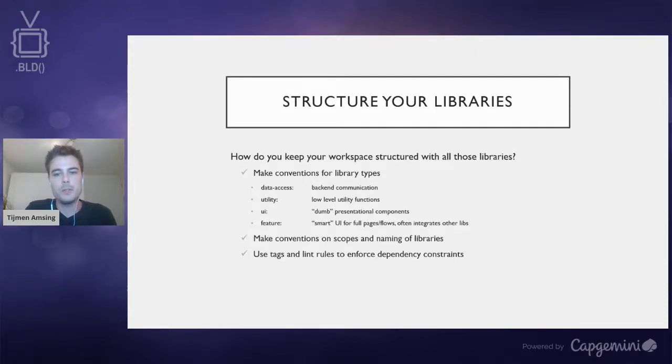So it's a good practice to place libraries in folders according to their scope. And you may want to include the scope and the type of the library in the name of the library. And lastly, you can add tags to the libraries to specify that scope and the type. These tags can then be used to create linting rules to enforce constraints on the dependency types. For example, you may want to prevent utility libraries from depending on UI libraries. And all of this will also come back in my demo.